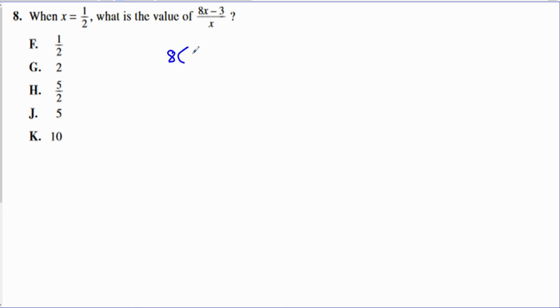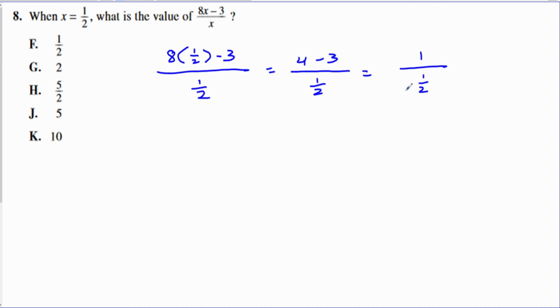The first thing I'm going to start off with is plugging in the 1/2 everywhere I see x. And I'm just going to simplify the top of this. The top says 8 times 1/2. Well, half of 8 is 4, so this really says 4 minus 3 over 1/2. Notice how I'm not being intimidated by a fraction within a fraction. I'm just simplifying the top. This is going to be 4 minus 3, so this is 1 over 1/2.